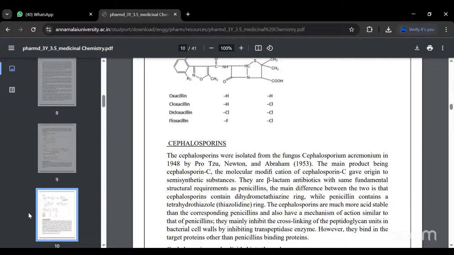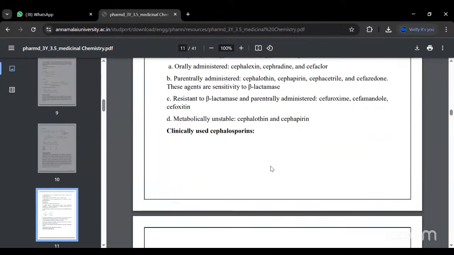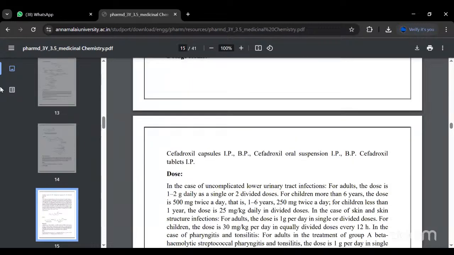Cephalosporin and penicillin have similar mechanisms, however, they bind to target proteins other than those of penicillin. The nomenclature of these is next. Now, this is the total on penicillin.